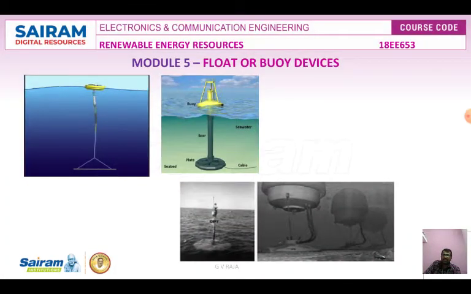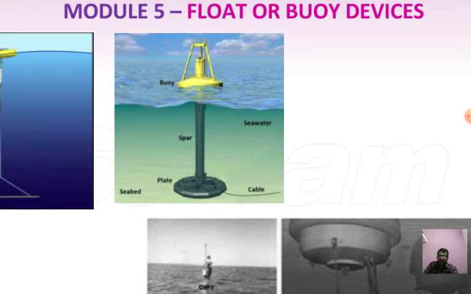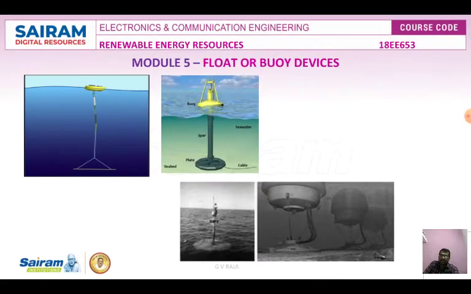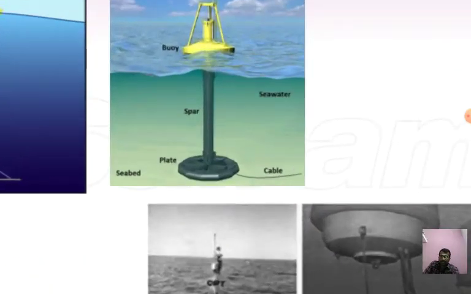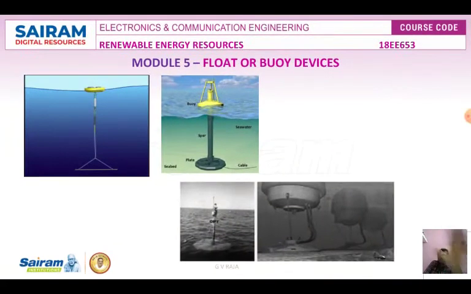So what are the devices we have? First one is float or buoy devices. Here I have shown this picture. According to the water, that floating device also moves up and down. If you see this, here we have a buoy, sea water, spar, plate and sieve, and a cable connected to the turbine. This is fixed and this is a floating device. According to the wave motion, the device will be floated.